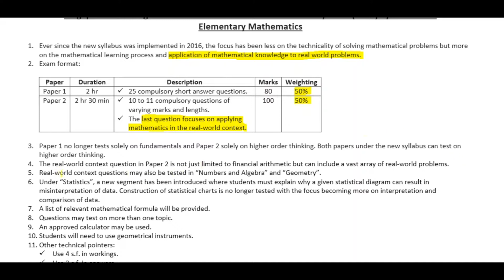So one must also note that such real world context questions can also be tested within the other topics. It's not just restricted to the last question, but such styles of questions can also appear very commonly in numbers and algebra, which is usually related to financial arithmetic, and in topics like geometry, for example, whereby they will give you a plan drawing or 3D drawing with coordinates, and they will ask you to make calculations based on those drawings.